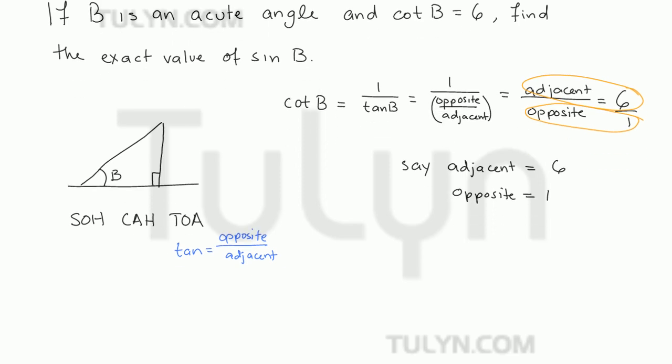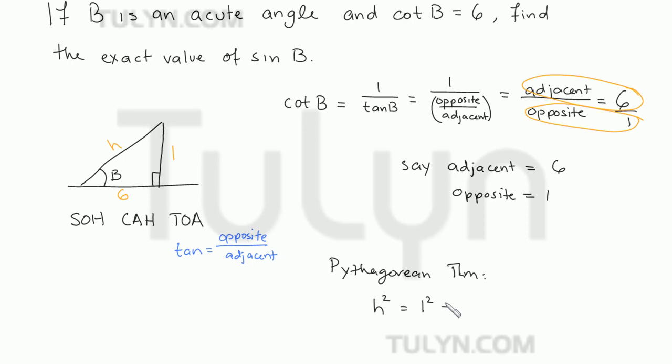So now in our triangle, we can say the side adjacent to B, which is this side down here, is 6, and the side opposite to B is 1. So now we have two sides of a 90-degree triangle, and we can actually find the third side using the Pythagorean theorem. So since this is h, the hypotenuse, the Pythagorean theorem says that the hypotenuse squared is equal to the sum of the sides squared.